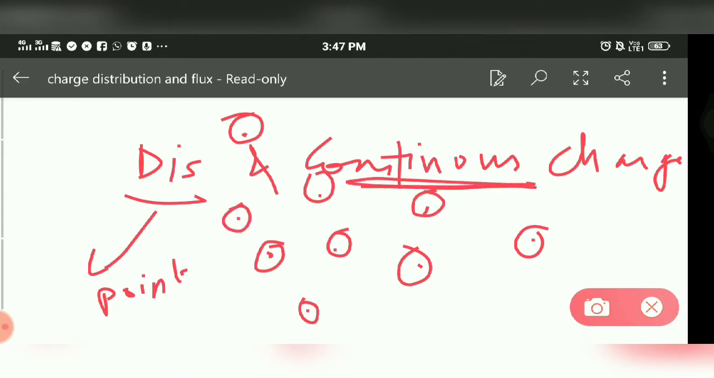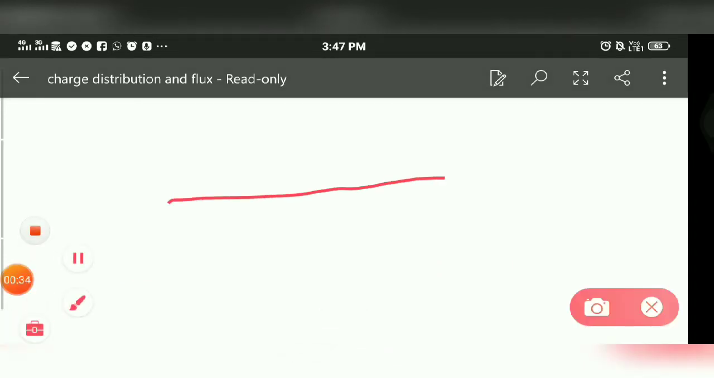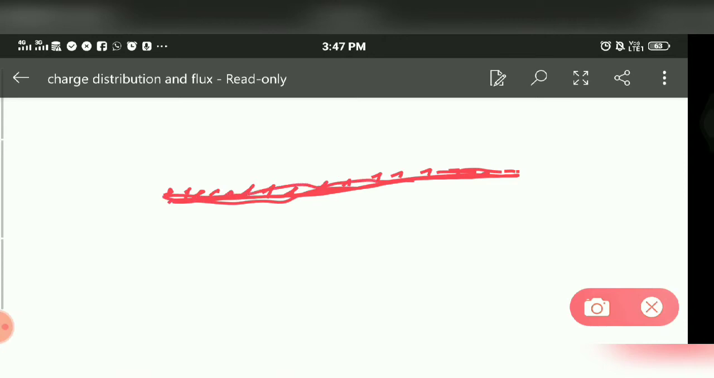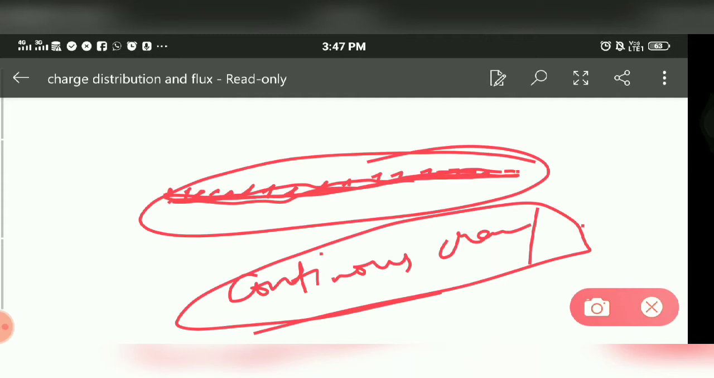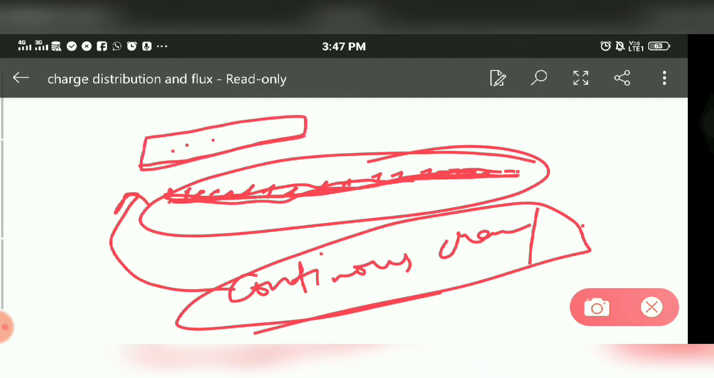Now what is a continuous system? Instead of at points, if this is a rod, a uniform rod, and charge is continuously distributed, positive charge is continuously distributed over this rod, then that charge distribution is called continuous charge distribution. Continuous charge distribution means charge is uniformly distributed without any breakage over a system.